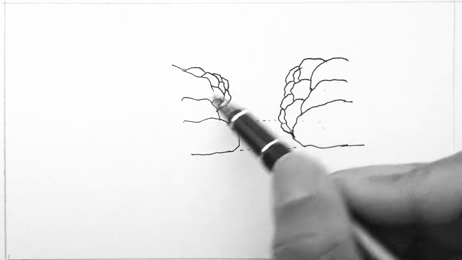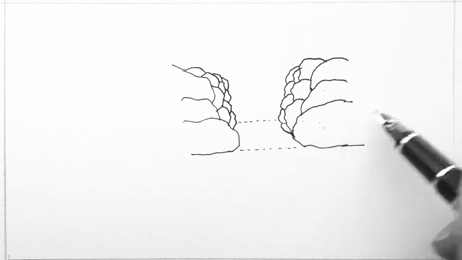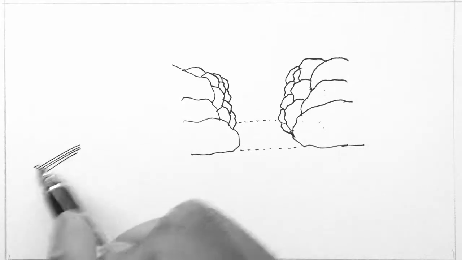Once we have defined this stone edge, the next step is to texture the stones, and we will do this using these parallel lines that we saw in other demonstrations.